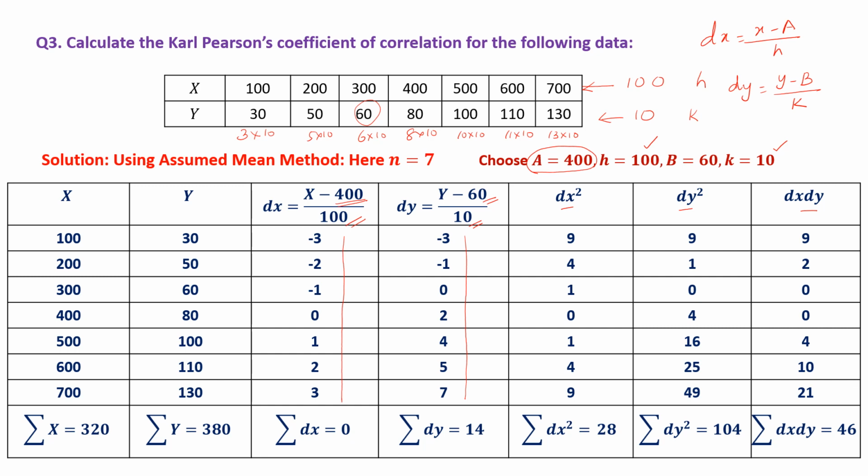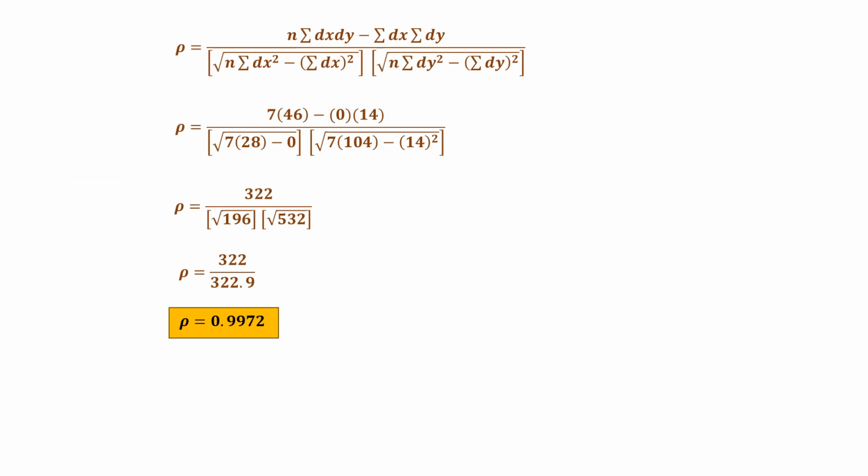So let's see the formula in my next slide. We substitute all the values given in the formula. So n is 7 here, and sigma dx is 0, so it simplifies and gives you a little simplified expression, thereby giving us rho almost closer to 1, but not exactly 1. So it's of the form 0.9972.